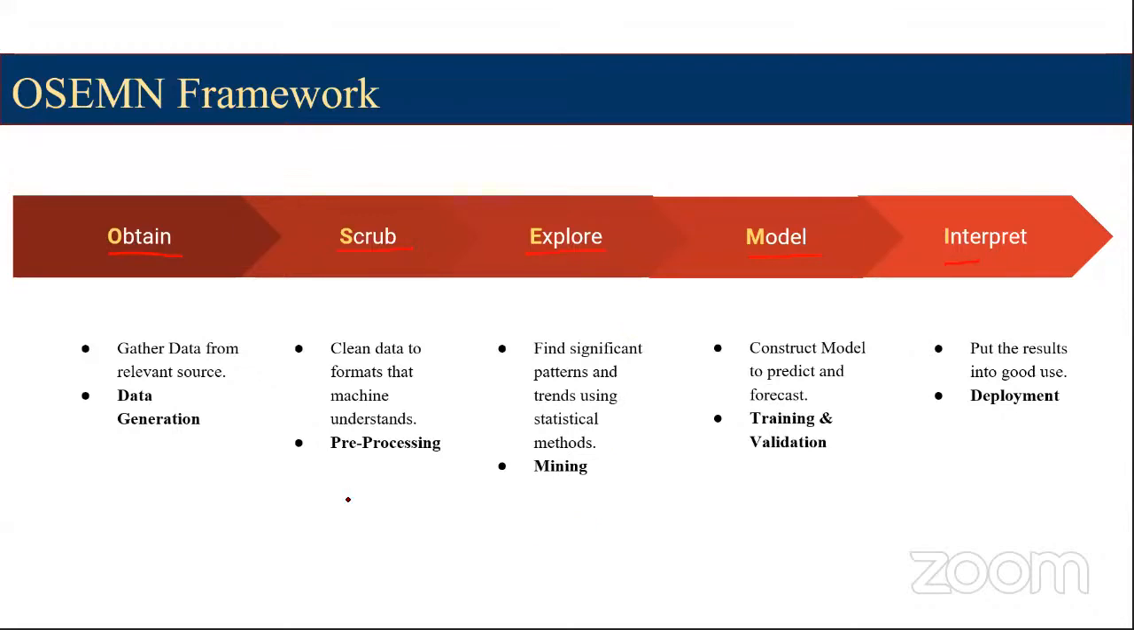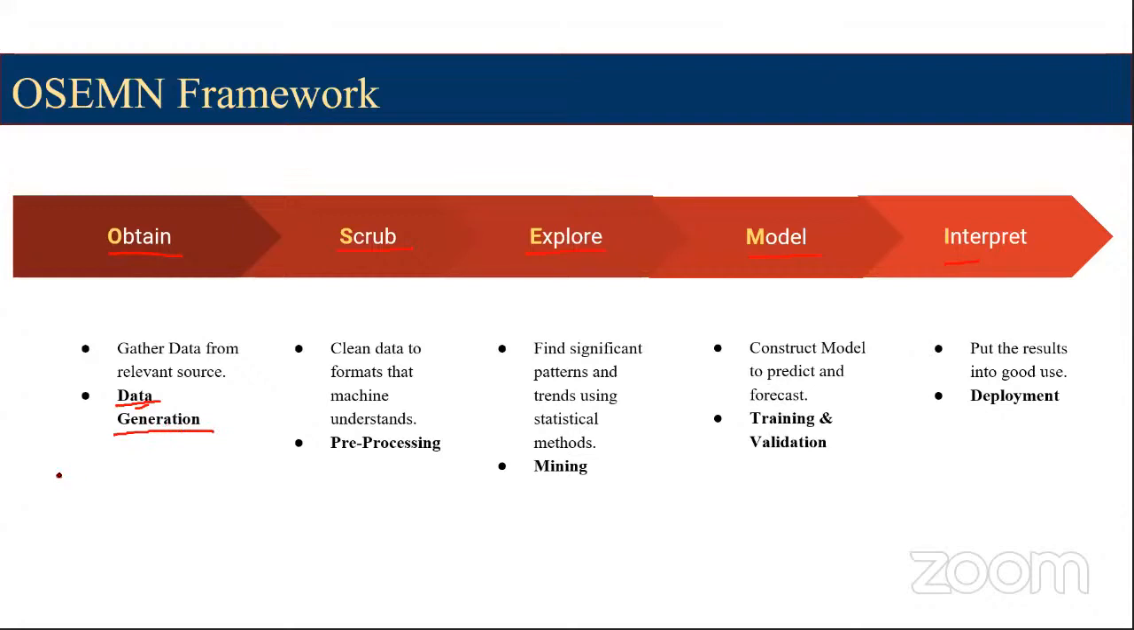Now let's try to understand what exactly these 5 different stages are. Yesterday, as we discussed, when it comes to AI, data is at the core. So the first stage, obtain, is where we need to understand the business problem. When it comes to any AI project, it's very important that you understand your business problem, or the business objective. Once we are clear about the business problem or objective, then in the obtain stage, you try to collect the relevant data. And that's the reason this stage is also known as data generation.